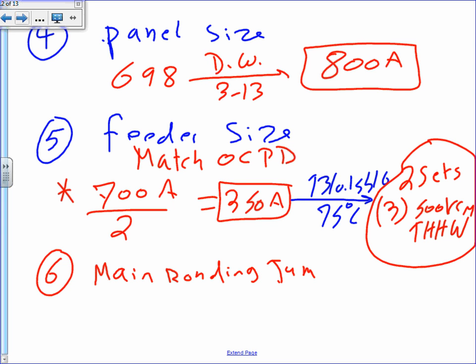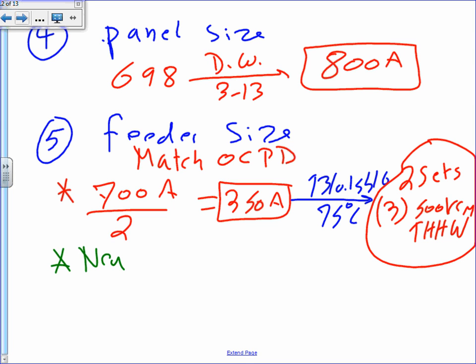We're going to derate the neutral. I want to derate the neutral. I will come back to the main bonding jumper, but I'm going to derate the neutral this time. So then we come to the neutral. For the neutral, since we size everything based on the 700, guys, use the 700, because we size the feeders based on 700, right? Not based on the load. Use the 700. So let's start. My start point would be my 700.